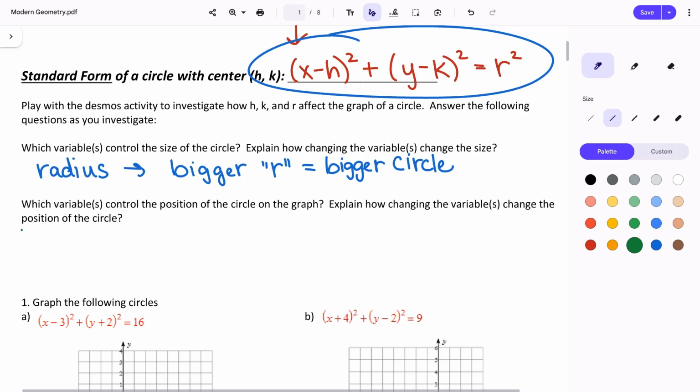The H is going to represent your X. So that's going to make it move either left or right. And let's talk about how you tell when it does which. So I'm going to write out two cases. You could have it say X plus 2, or you could have it say X minus 2. So in your equation from above, it could say X minus 2 squared or X plus 2 squared. If it's plus 2, this means it's going to move left. If it's minus 2, that means it's going to go right.